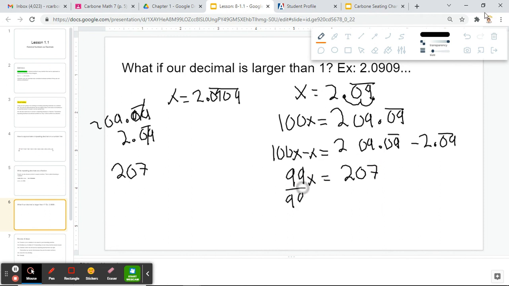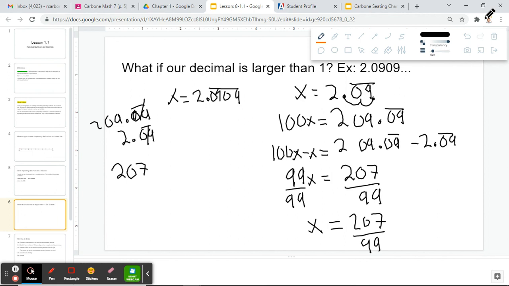All right, now we just have to divide both sides of our equation by 99, and we are going to get x is equal to 207 divided by 99, which is equal to 2.09 repeating. So we are good there. Our x is equal to 207 over 99. That is 2.09 repeating written as a fraction.